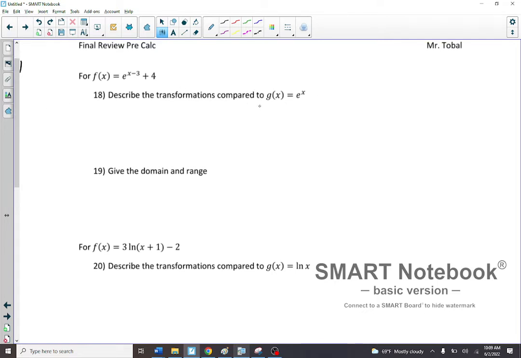Okay, describe the transformations compared to e to the x. The baseline is a e to the x minus h plus k. So a is the vertical stretch or shrink. What shape is this? This is an exponential graph. So it's a curve like that. H is horizontal shifts. And then k is vertical shifts.